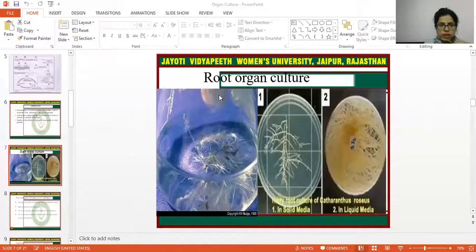Here I am sharing some pictures related to root culture, by which you can understand more. This is a root culture picture. These are hairy root cultures in solid media and in liquid media. And this is an example of hairy root culture of Catharanthus roseus.